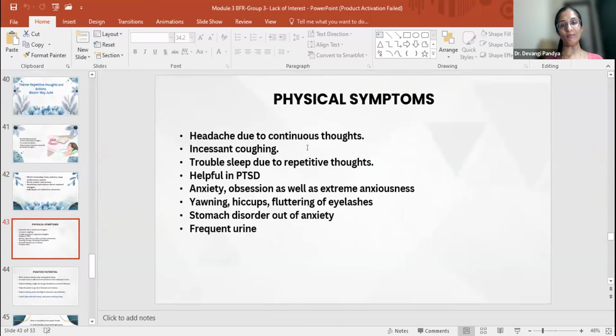Because of this state of mind in a persistent thought process, there can be headache. Now, headache which is due to the continuous thought, coughing, constant coughing. This is again a physical symptom. Insomnia, as we discussed earlier. And again, this can be an effect of post-traumatic stress disorder, anxiety, because when they are in the thoughts, they will not be doing well. Again, there will be anxiety. Yawning, hiccups, fluttering of the eyelashes. Somewhere these all relate to the symptoms of anxiety if we see. Stomach disorders and frequent urination.